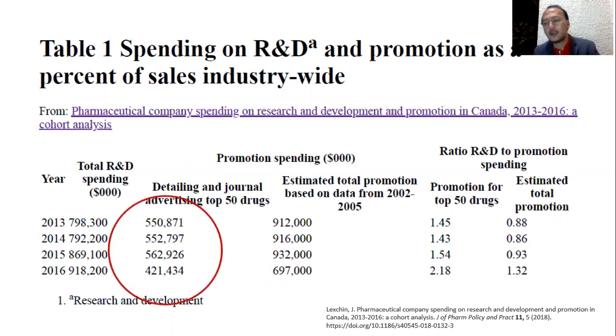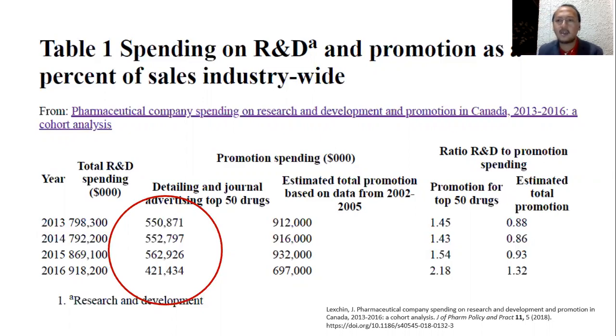So you can see here the total industry research and development, where the industry is defined as all companies with a patent drug on the Canadian market. As you can see in this table, it ranges from as low as 792 million to a high of 918 million, and there is really spending on sales representatives and journal advertisement for the 50 most heavily promoted drug products.